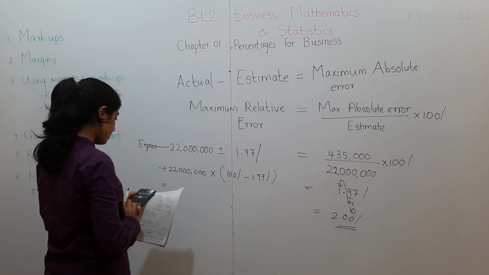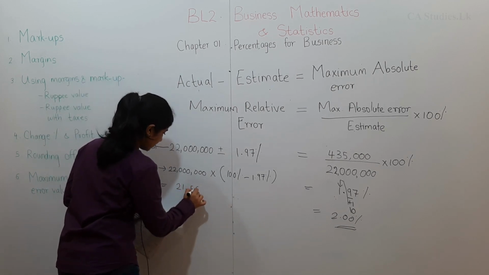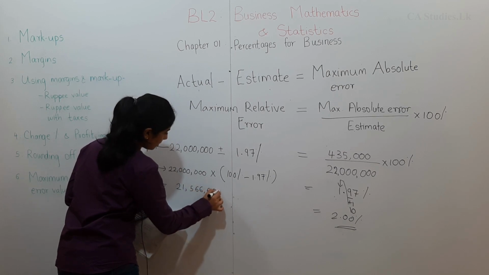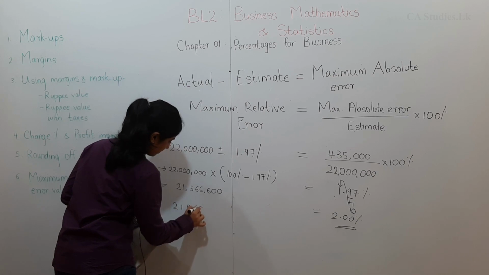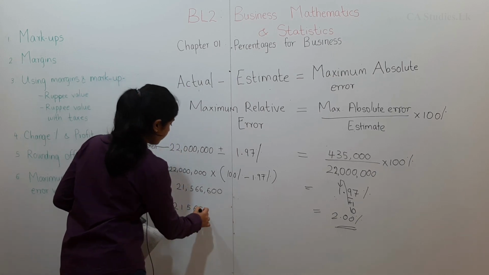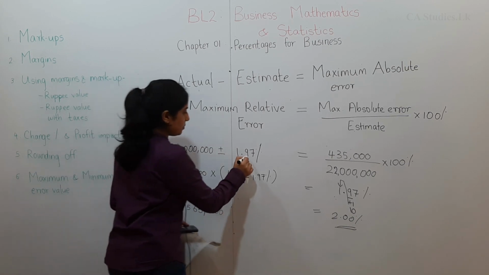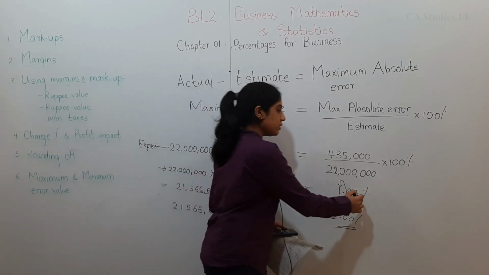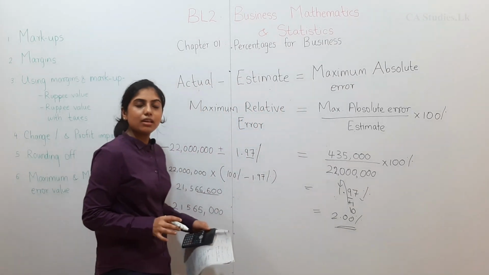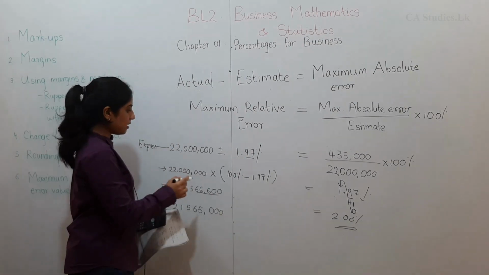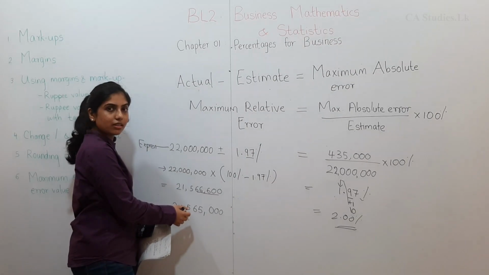Yes, it is 21,566,600. The original we took was 21,565,000, right? So it has become 66,600 because of the decimals. There is a continuous decimal, but we put only up to 2 decimal places. That's why. But it is giving the actual number near to the real original one.